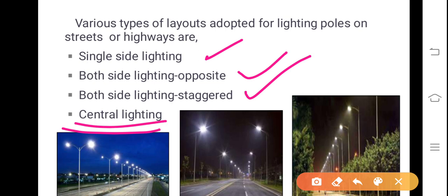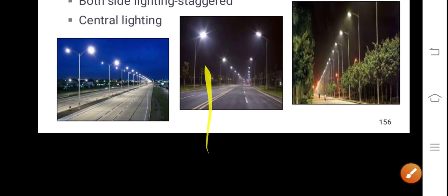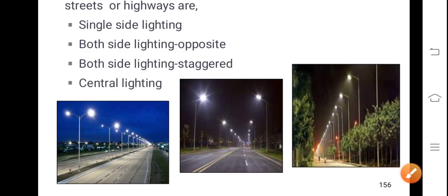Both side lighting opposite is definitely more important in urban areas. Both side lighting staggered is also invariably employed. You can see all those lighting layouts and patterns from these photographs. Central lighting, this also central lighting, this also, right?